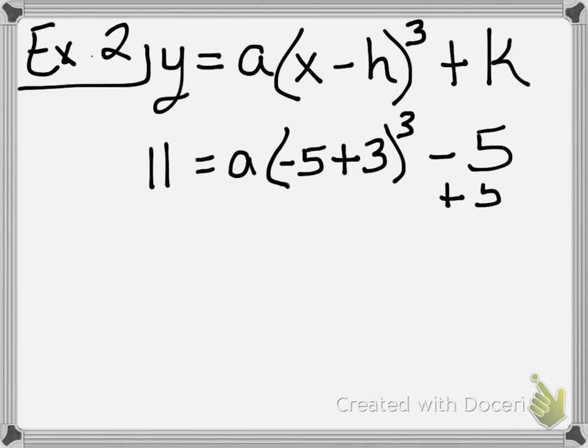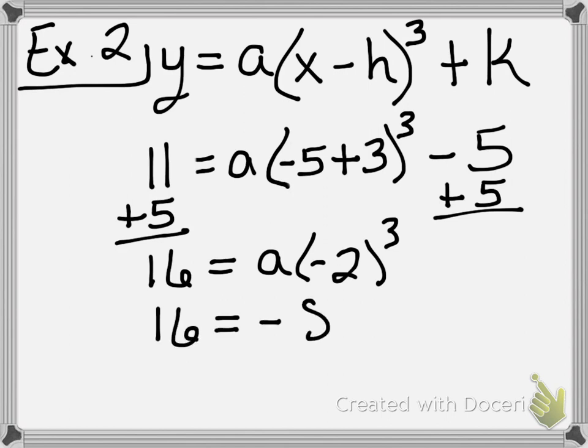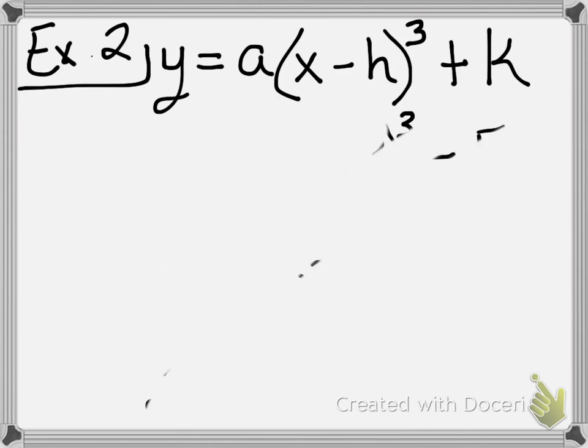So I'm going to add 5 to the other side, which will be 16 equals a times something cubed. And that something's going to be a -2. When we cube that, that's going to be -8. And the final answer for a will be -2. Now for our final answer on this question for writing our equation, we need to substitute the center and then the a value we just found. So this is your equation.